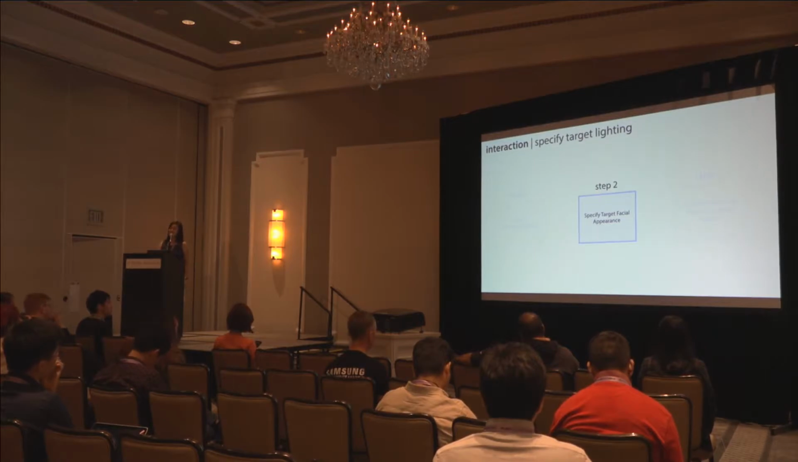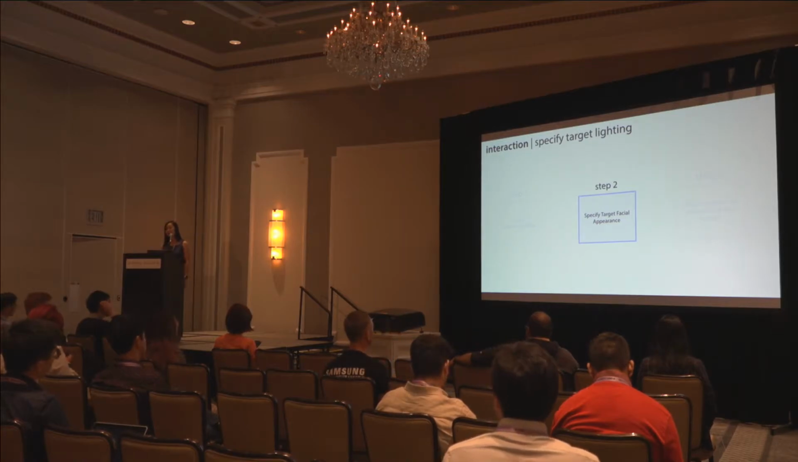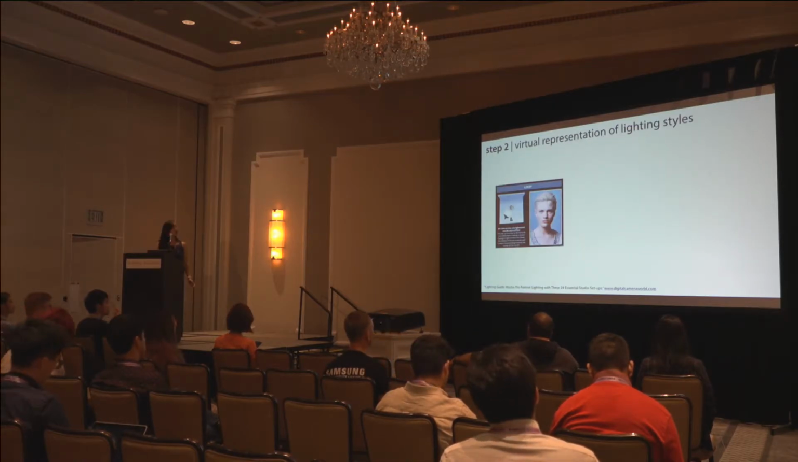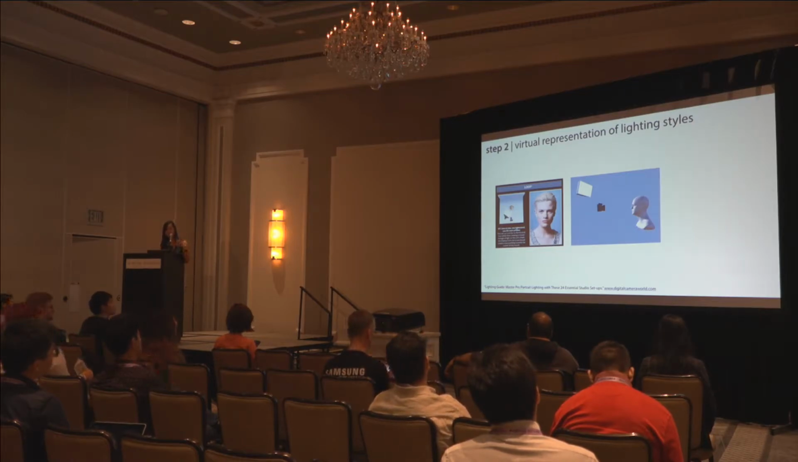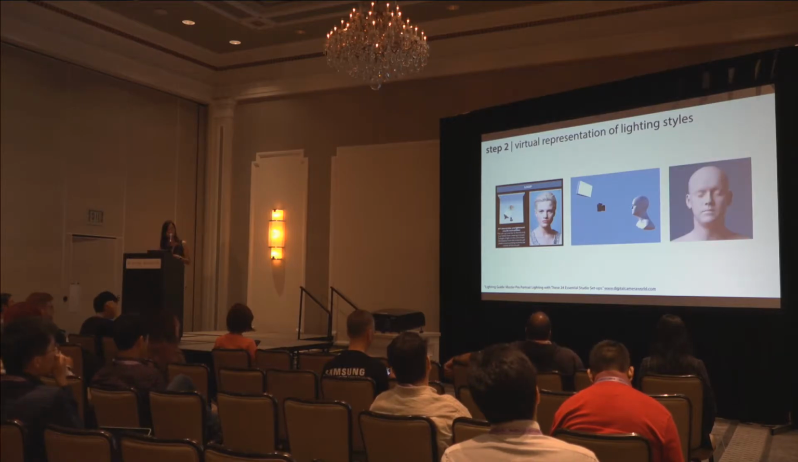In the next step, we allow users to choose a lighting style from a gallery of pre-designed options based on studio portrait setups. So one of the studio lighting styles in our system is loop. We built a virtual representation of this lighting style by placing a virtual light source relative to a generic 3D head model with a fixed frontal camera, generating this rendered result.